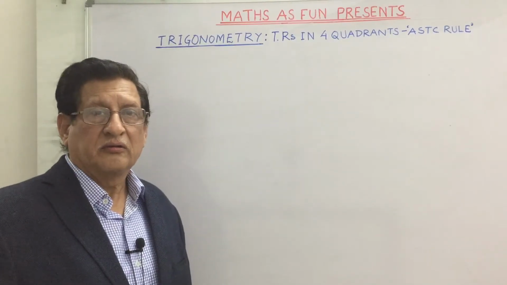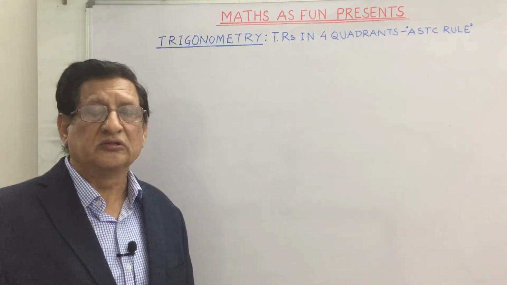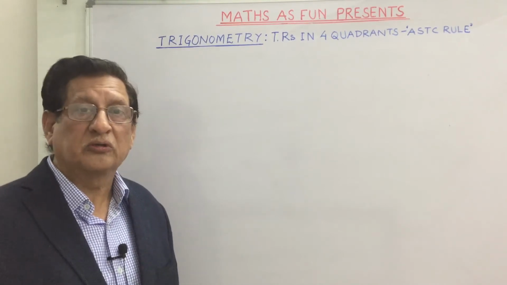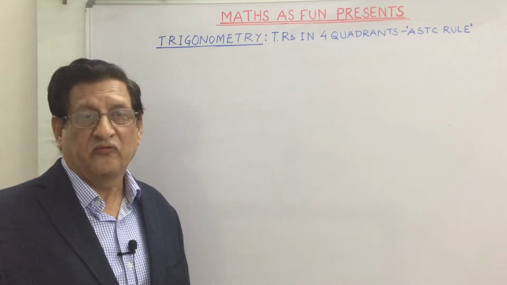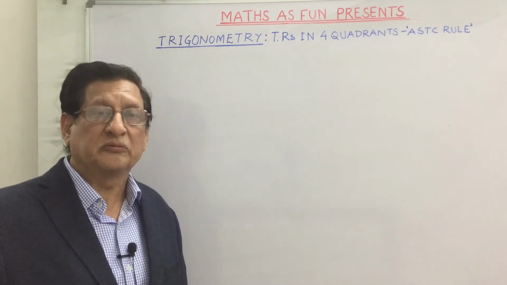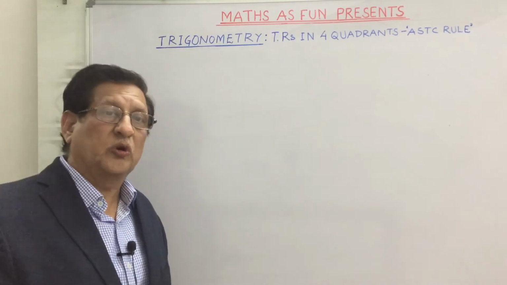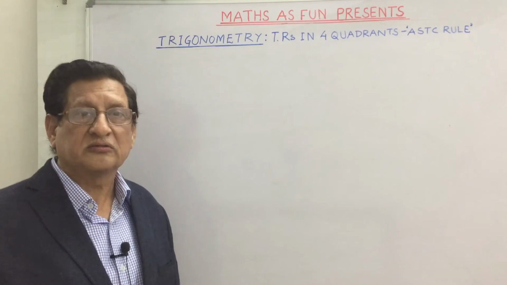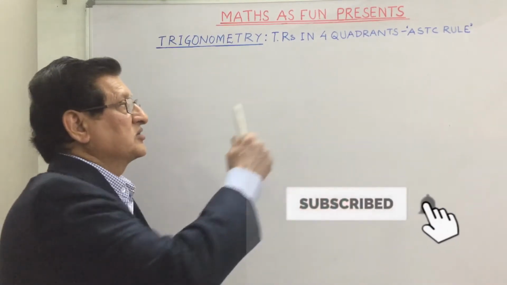Hello everyone. When we talk about the trigonometric ratios in four quadrants, it means we should know about the quadrants also. And for all the angles which are lying in these different four quadrants, we want to find out the trigonometric ratios. To find that out, first of all, we need to know about the signs of these trigonometric ratios in different quadrants. And for that we have a rule which is known as the ASTC rule.